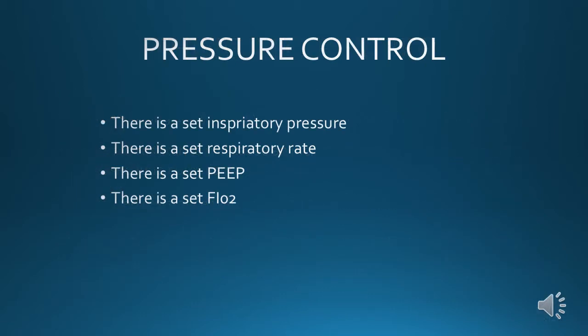So now we'll talk about pressure control, and basically everything we cover is going to be the opposite of what we just talked about with volume control. Because in pressure control, we're going to have a set inspiratory pressure the patient's going to get every single time they breathe in. There's a set respiratory rate, a set amount of PEEP, and a set amount of FiO2. So everything here is the same except for instead of a set volume, we have a set pressure.